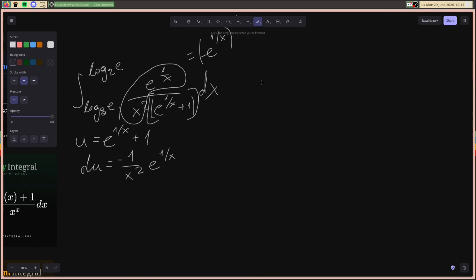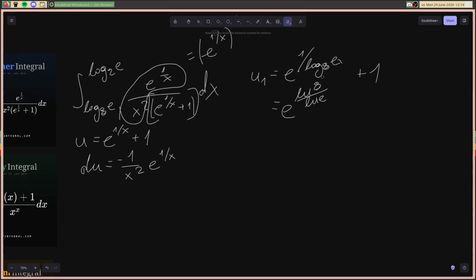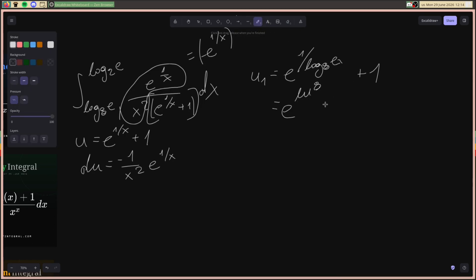The lower bound is u1, which is log base 8 of e, plus 1, which we can write as e to the ln 8 over ln e, which is 1. So this is just 1 over e to the ln 8, so 8 plus 1, which is 9. And the upper bound is, well, 2 plus 1, which is 3.